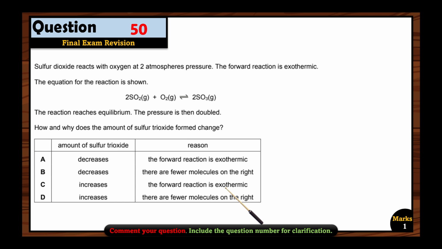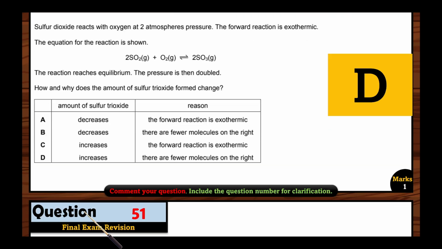Let's see now for the D option. So it means D is the only right option. That is, there are fewer molecules on the right. Yes, that's why if you increase the pressure, it will always favor the side that has fewer molecules. SO3 has fewer molecules on the right side. That's why increasing the pressure helps to increase the amount of sulfur trioxide. Option D is the right option.